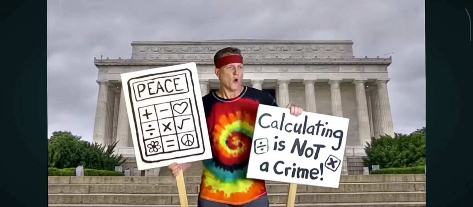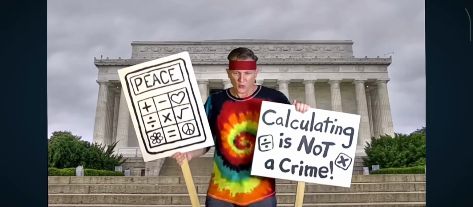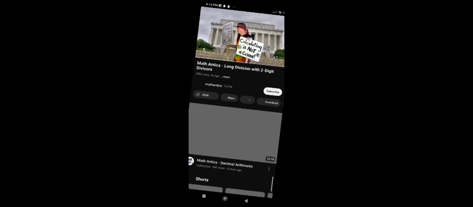What do we want? Calculators! When do we want them? Whenever we have long division with 2 or more digit divisors!